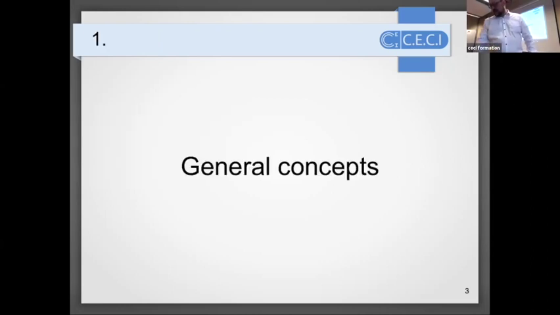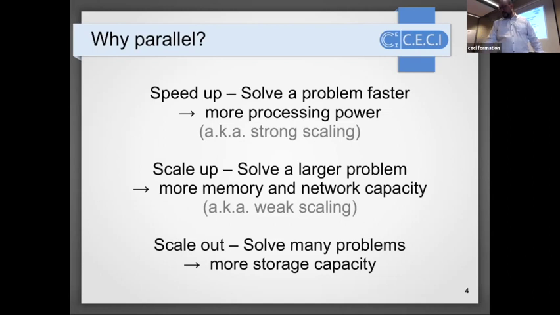So first, about the general concepts. When we talk about parallel programs, you will hear terms such as speed up, scale up, or scale out. The speed up is to solve a problem faster by adding more processing power to it. Scale up is solving a larger problem by adding more processing power, and more memory and more network capacity. And scale out is solving many problems of the same size.